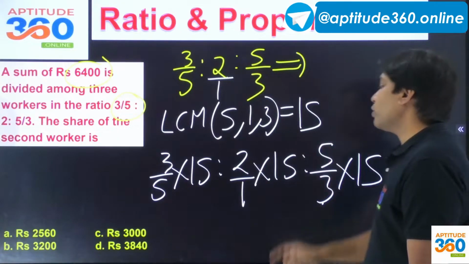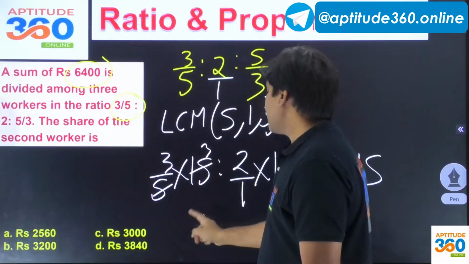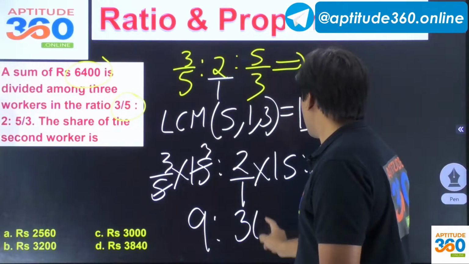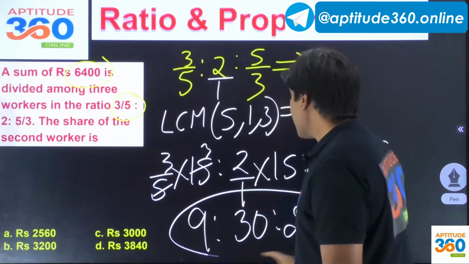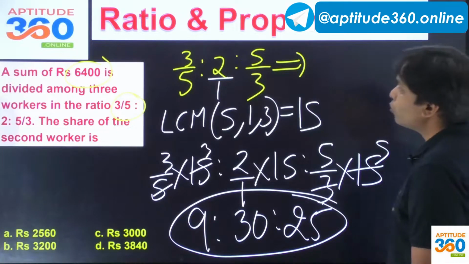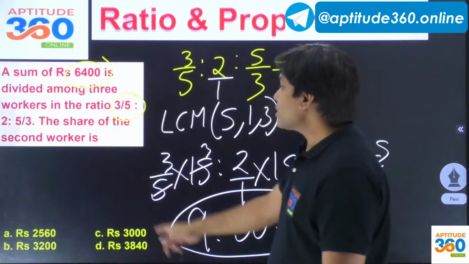So why are we doing it? Because denominator must get cancelled by doing so. So the ratio comes out as 9, 30 and then 25. हो गया ना, सिंपल. अब आपसे क्या पूछा जाता है?